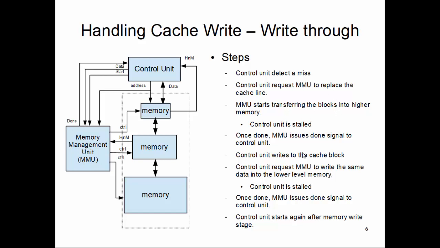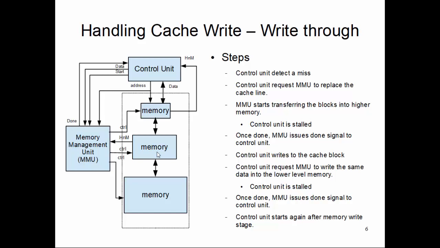Now once the block transfer is done, control unit writes that data to the L1 cache block, and control unit requests the memory to write the same data into the lower level memory. So now you are copying from the higher level memory that block to the lower level memories. Well, you can optimize it, like why the entire block, only that data gets into the lower level memories. That's a different thing. It's added complexity on the circuit, but it's doable.